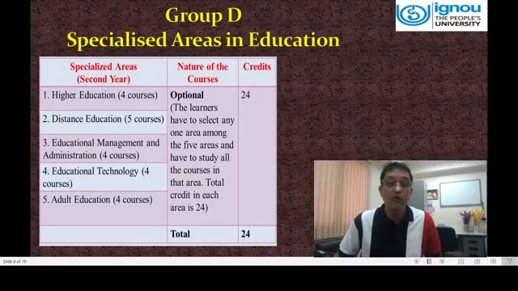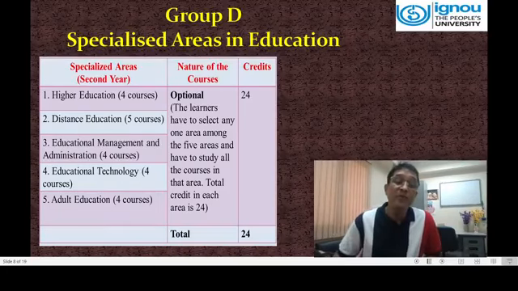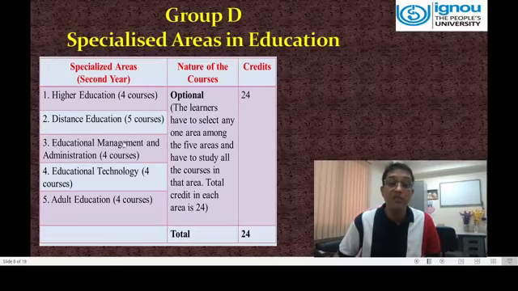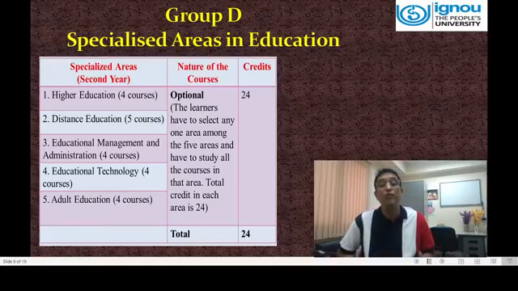Now let us go forward to know what courses are included in Group D. Group D is the specialized areas in education. You will find 5 specialized areas in the MA Education program: higher education, distance education, educational management and administration, educational technology, and adult education. And you will find 4 or 5 courses in each group. In higher education, 4 courses; distance education, 5 courses; educational management and administration, 4 courses; educational technology, 4 courses; and adult education, 4 courses.